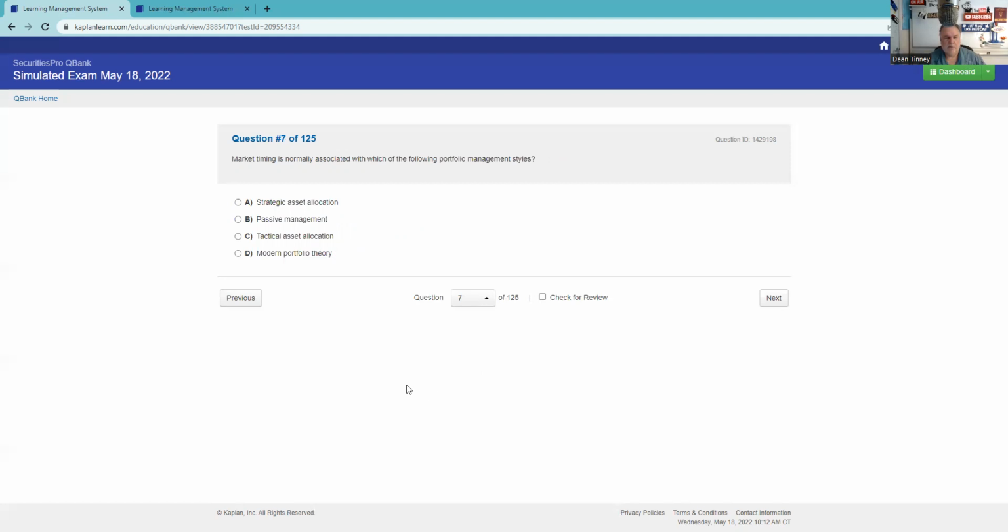With which of the following? Market timing. So we're going to be a little more aggressive, by the way. It's going to have more cost to it because we're buying and selling as we rotate in and out of things. It's going to be less tax efficient, but that's called tactical asset allocation.